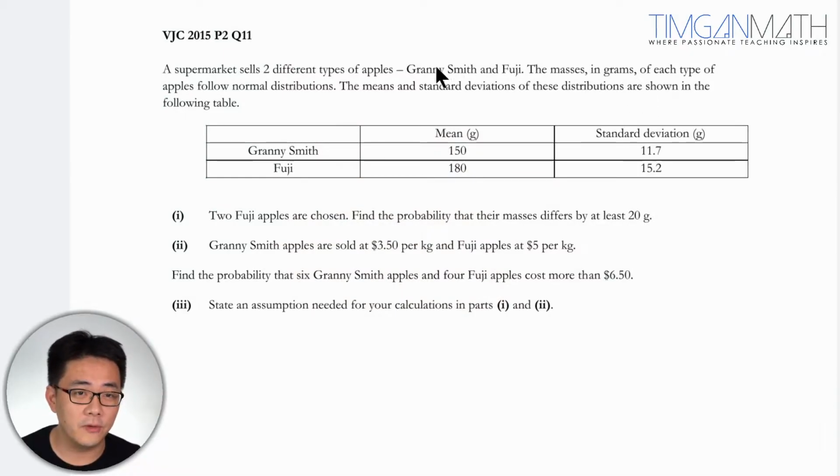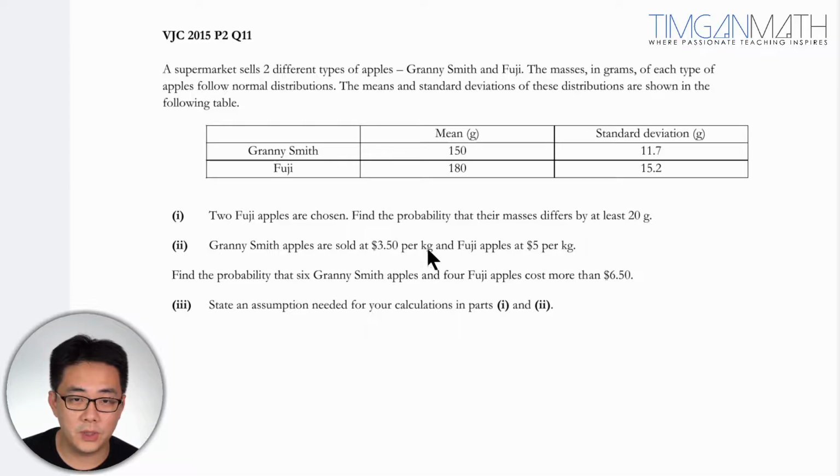Hi students, let's look at this question here, which was taken from the year 2015 VJC Paper 2 question 11. I believe this question is on normal distribution. So a supermarket sells two different types of apples, Granny Smith and Fuji. The masses in grams of each type of apples follow the normal distribution as below. So these are the distributions here.